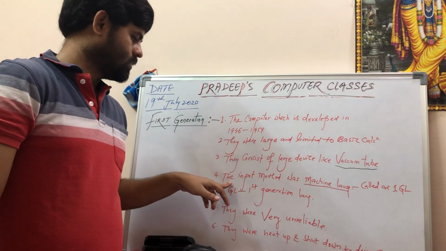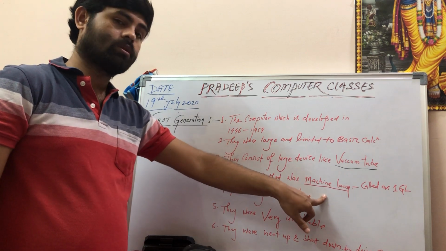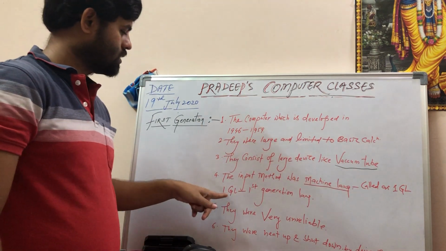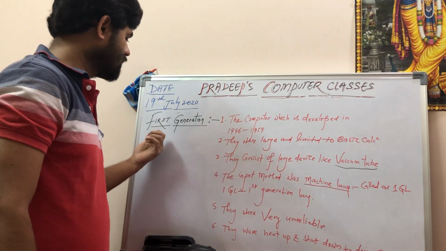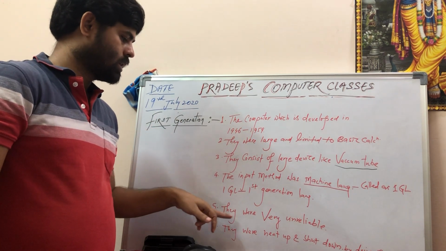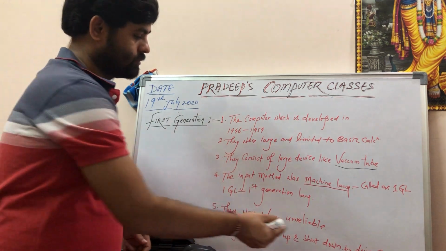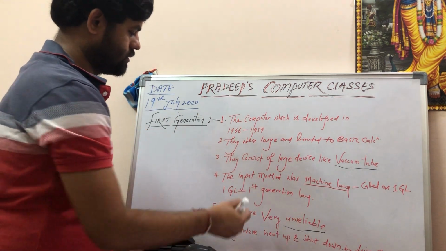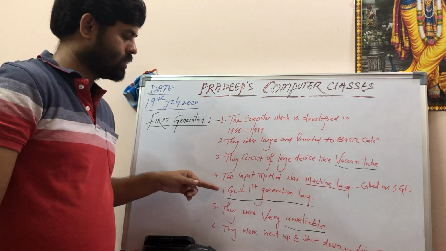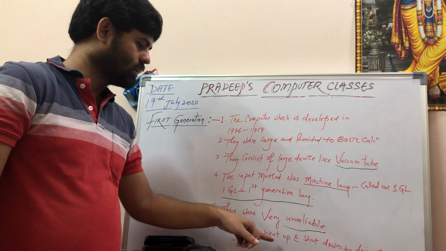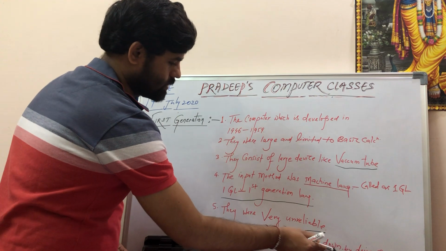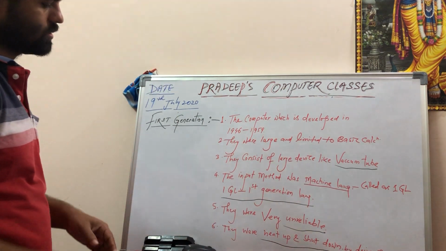The input method was machine language, also called the first generation language, 1GL. 1GL means first generation language, because we are studying the first generation, so that means first generation language. They were very unreliable. I am just marking the points which you need to understand and remember. Next, they would heat up and shut down while doing basic calculations. So they get heated up and shut down by doing only basic calculations.